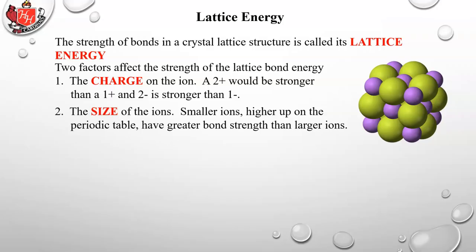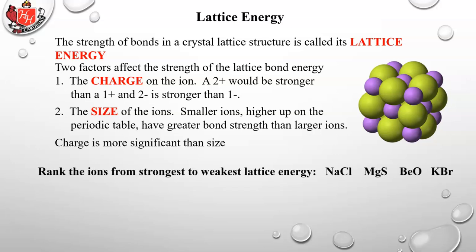So let's look at some examples. Charge is more significant than size. That's the number one is more important than number two. So rank the ions from the strongest to the weakest lattice energy. So here we go. There's the four choices there. So the strongest is going to be beryllium oxide, because beryllium has a 2 plus, oxygen has a 2 minus charge, and it's very high up on the periodic table, both of those elements, and therefore they're very small.